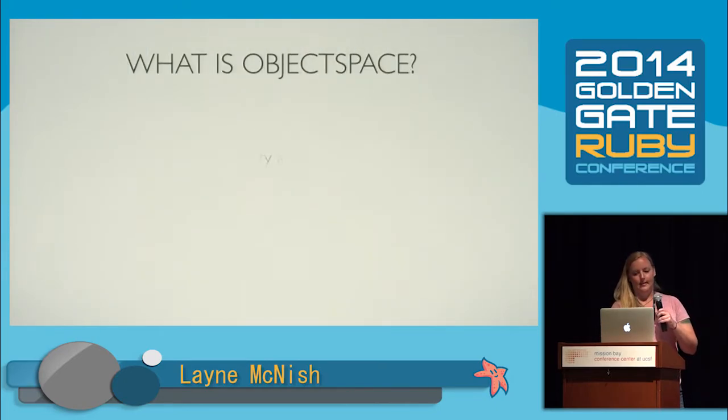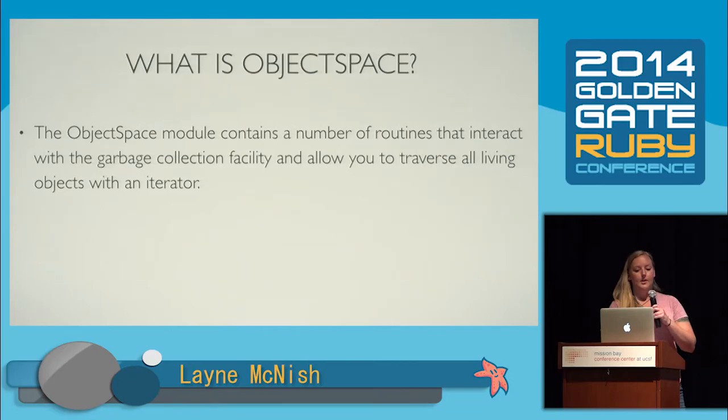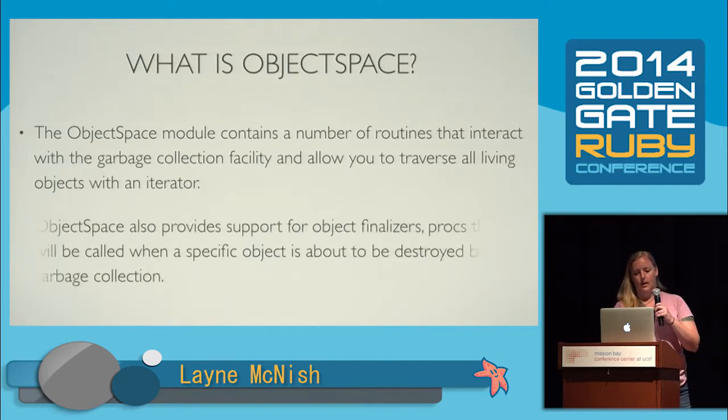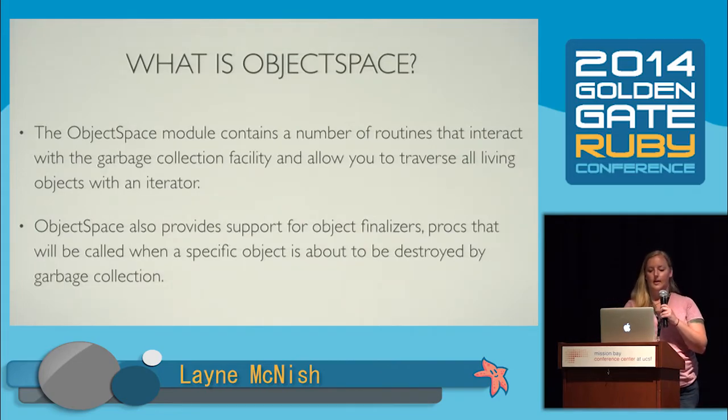What is object space? The object space module contains a number of routines that interact with the garbage collection facility and allow you to traverse all living objects with an iterator. Object space also provides support for object finalizers, procs that will be called when a specific object is about to be destroyed by garbage collection.